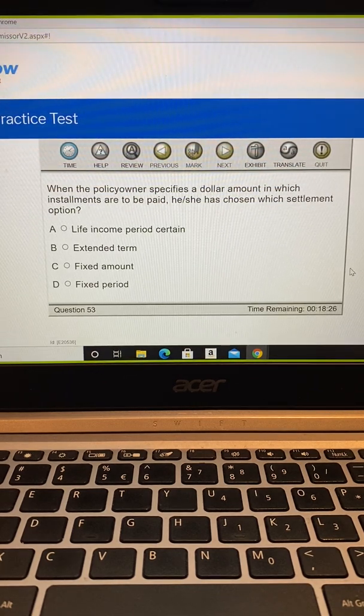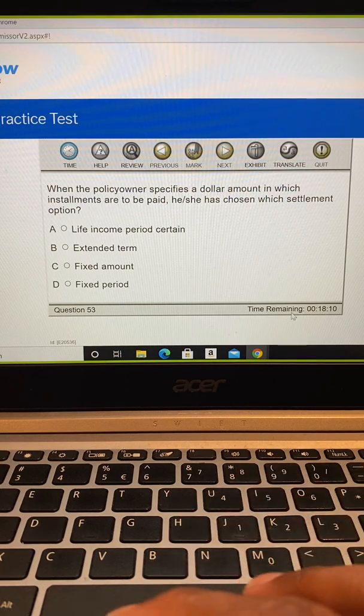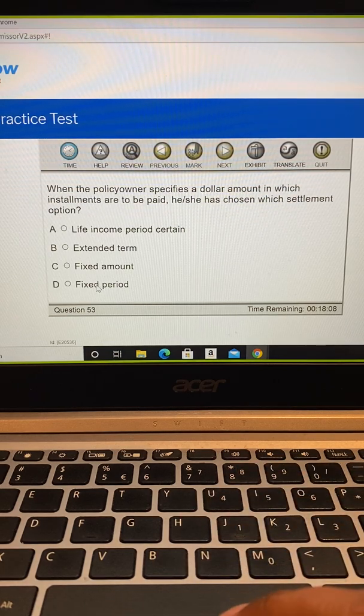The policy owner specifies a dollar amount in which installments are to be paid. She has chosen which settlement option? Fixed amount. Yep. Next.